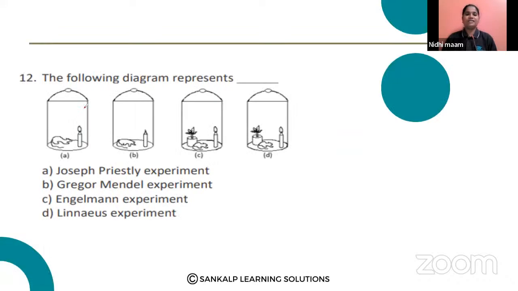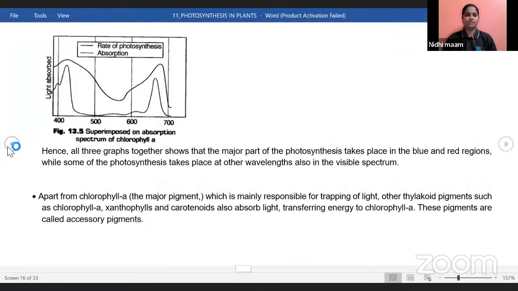Next question. The following diagram represents Joseph Priestley experiment, Gregor Mendel experiment, Engelmann experiment, Linnaeus experiment. Whose experiment is this diagram representing? The following diagram represents. Yes. So when we study these notes, here you can see.